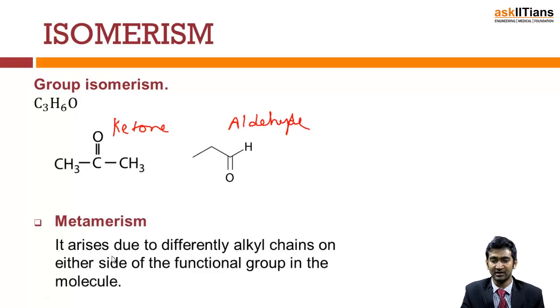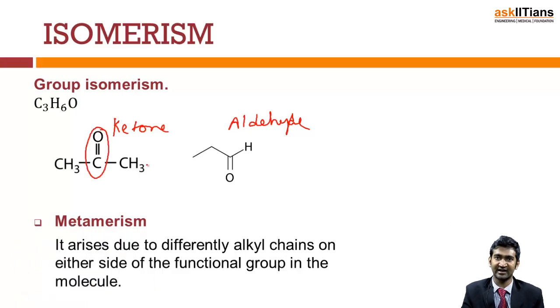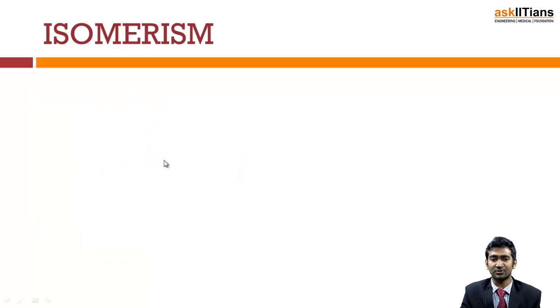Metamerism also arises due to different alkyl chains on the other side of the functional group. So here I have different alkyl chains, right? If you check this functional group, I have 2 CH3 attached to it. Then I have C2H5 and H attached to it. So that's why metamerism is existing between those two. Aldo keto, we say. So this is about the structural isomerism, guys.